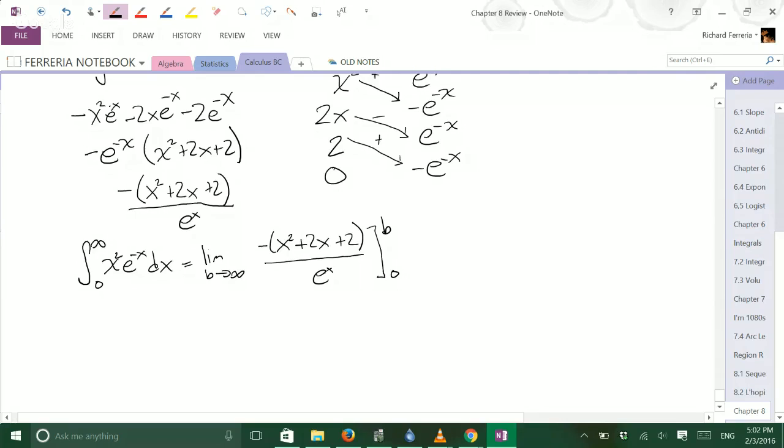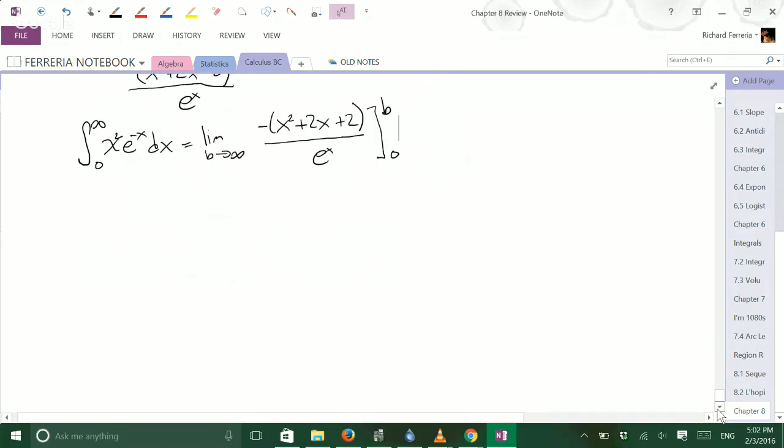Okay, I think we're ready to go. Let's substitute. I've filled the food dishes for my cats. This is a limit, the limit as b approaches infinity of negative b squared plus 2b plus 2 on top of e to the b, minus, which is plus, 2 over 1.